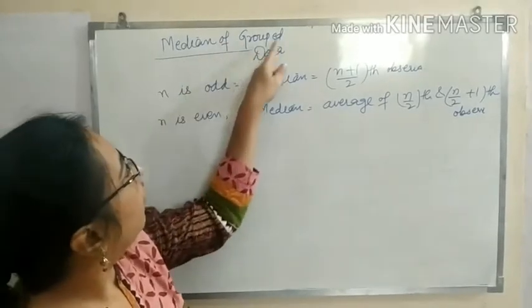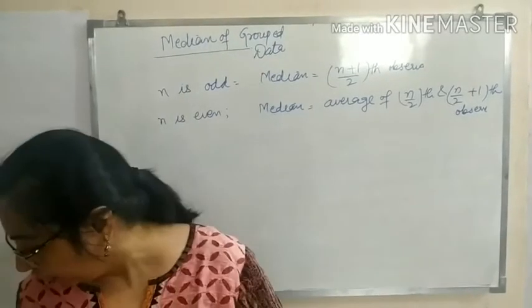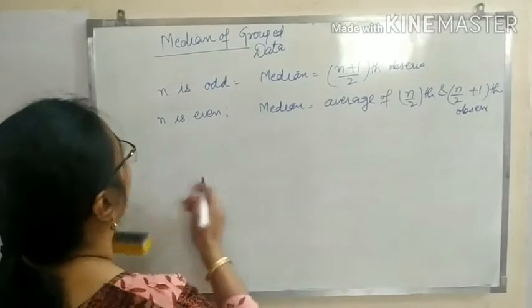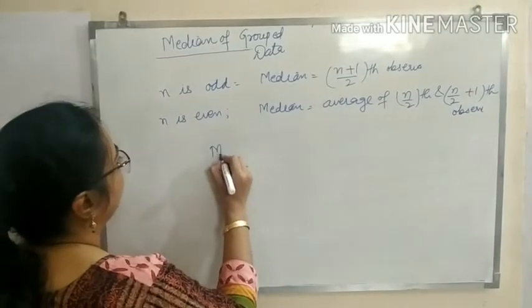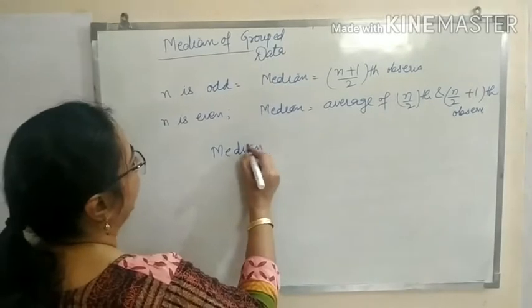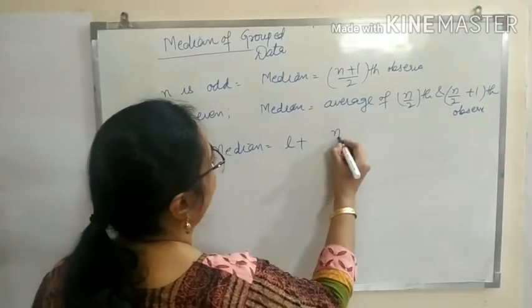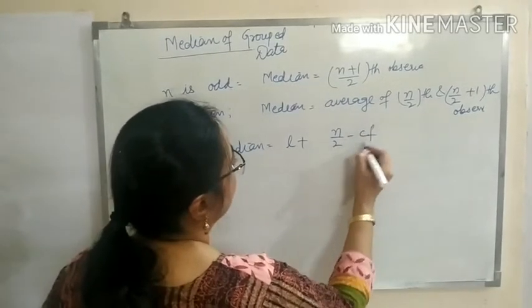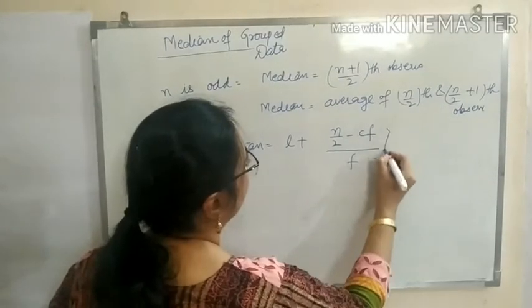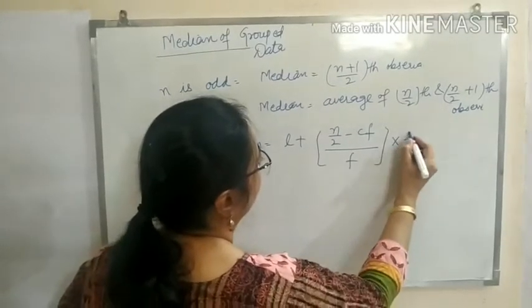Now we have to find the median for grouped data. For that we will use the formula. For grouped data, the median comes out to be L plus (n by 2 minus CF) upon frequency into h.